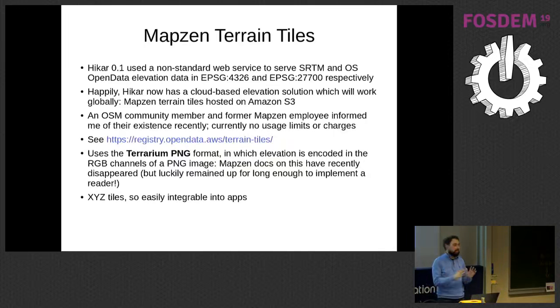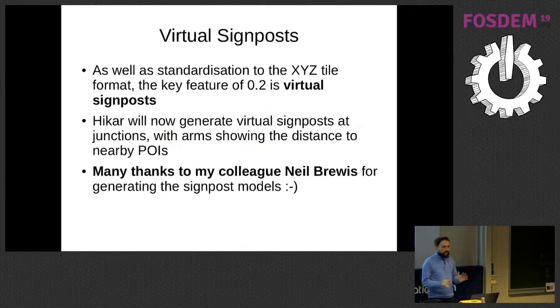And it's in the Terrarium PNG format, where elevation data is encoded in the RGB channels of the PNG image. So that's where I get my terrain from now, following a few earlier solutions which I've now abandoned. So I'm all good with that. It was something that MapZen made, and then they put on a free Amazon cloud service. So that's all good.